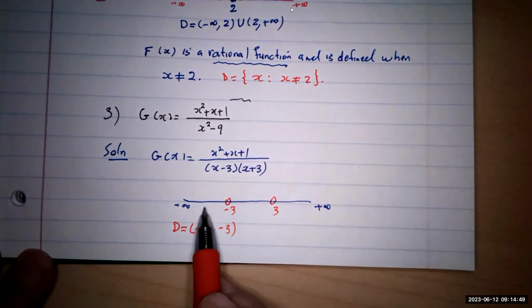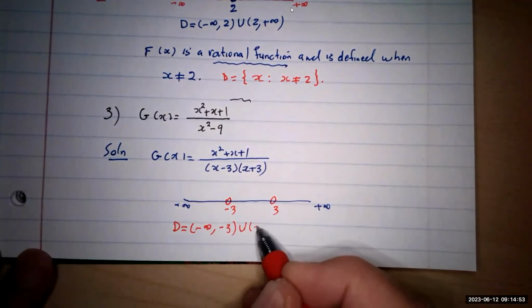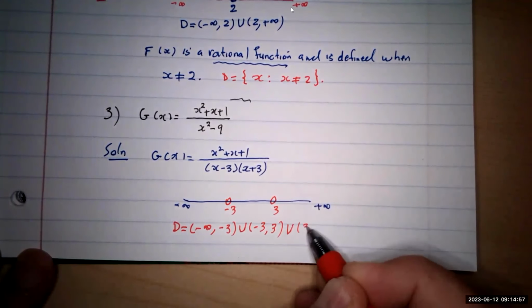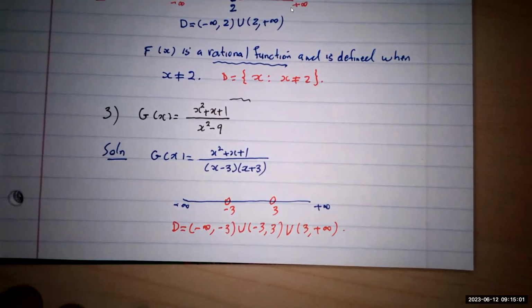Okay, 3 portions: 1, 2, 3. Union with -3 and 3. Union with 3 and +infinity. Make sure you don't use brackets. Using brackets means you include those numbers, and you need to exclude them. Okay, any question? So that's a kind of type 2 that we're going to have.